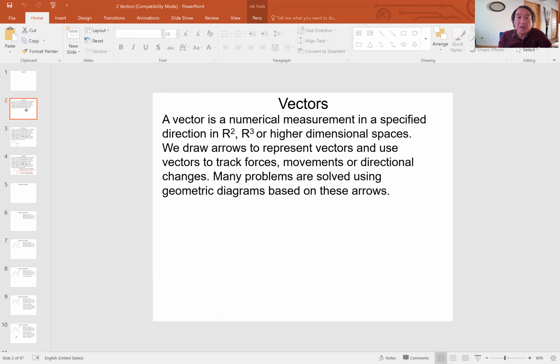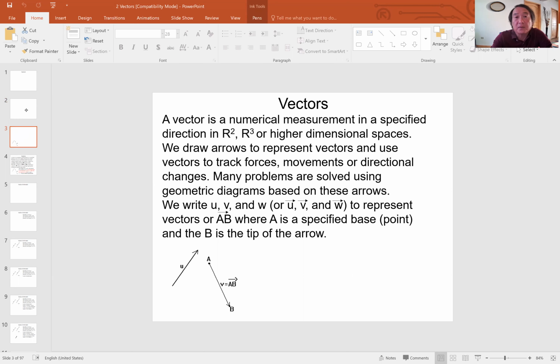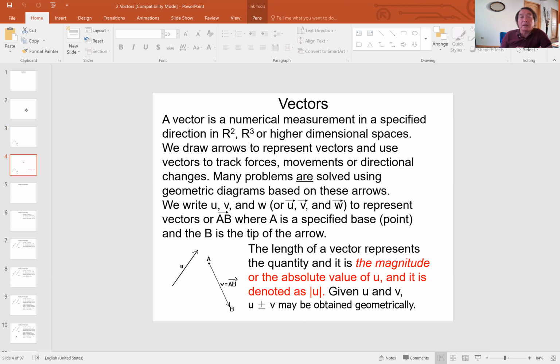In mathematics, we use the letters U, V, W to represent vectors. Sometimes we draw a little arrow on top of the indicator. We want to think of this as a little arrow, so that is thinking in terms of pictures, the geometries. The arrow gives the direction, and the quantity is the length of the arrow that we draw. That's also called the absolute value of the vector. When we put absolute value around the vector, it means we want the length of the vector.